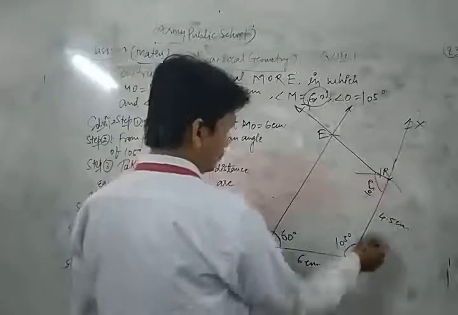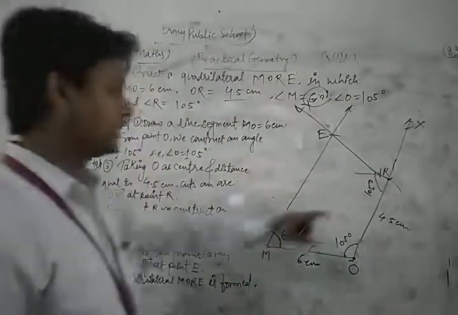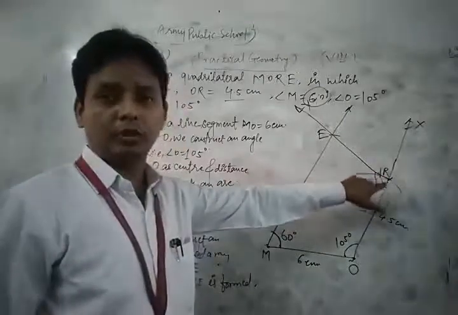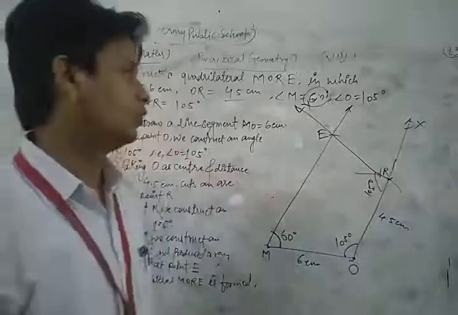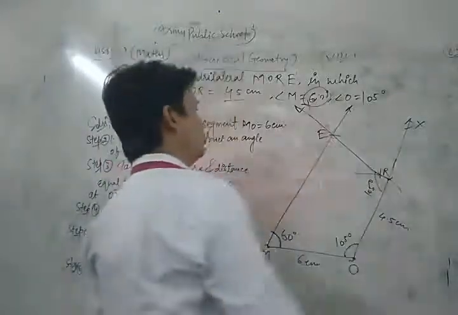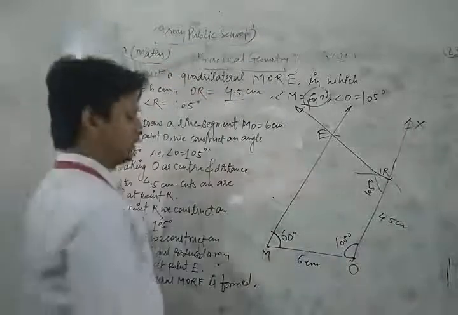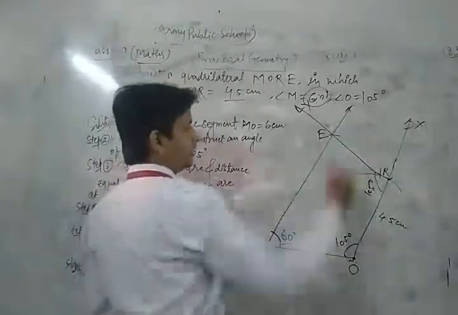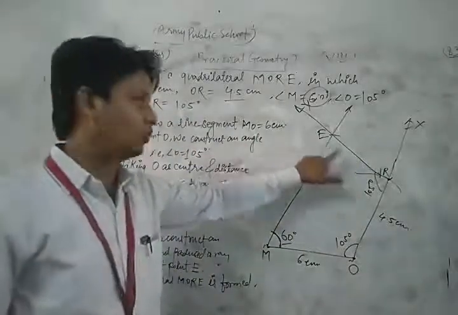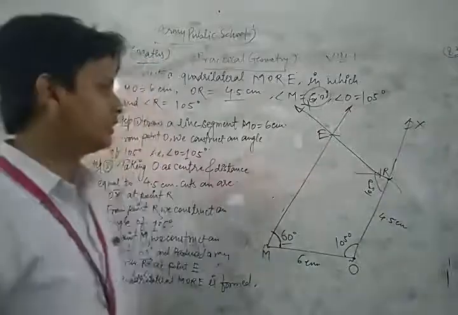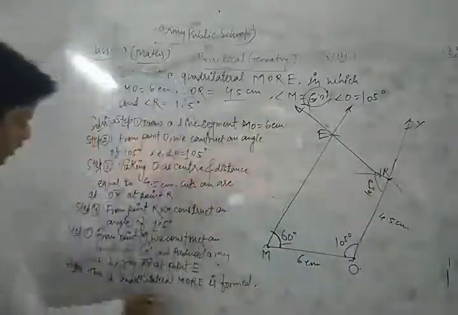Now we join OR. Taking R as center, from point R we construct an angle of 105 degrees and produce that ray. Now after that, from point M we construct an angle of 60 degrees and produce the ray which cuts the previous ray at point E. Now we just join. In this way MORE is our required quadrilateral.